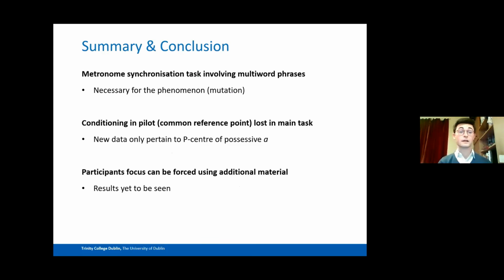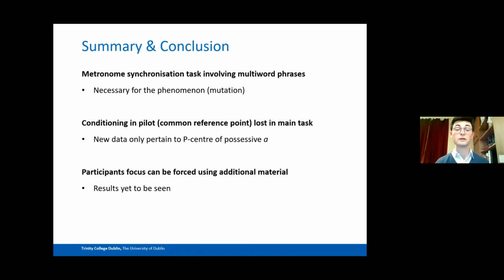So to summarize what I've gone through, I had a metronome synchronization task involving multi-word phrases, which was necessary because of the phenomenon that I was looking at, which has to involve multi-word phrases. In a pilot study with a much wider range of stimuli than was eventually rolled out in the main task, there was a common reference point, which was incidentally the lexical items that I was most interested in getting the p-center measurements from. When this was lost, I ended up accidentally unfocusing my participants on the things that I was interested in, and I only got p-center data on possessive a as opposed to on the interesting items of pa, ba, or ma.